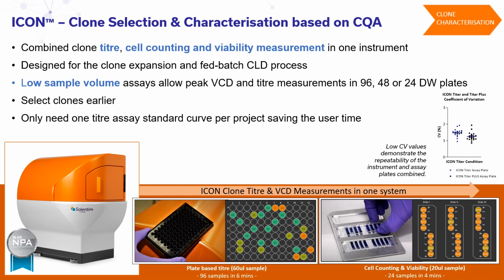This all enables the user to select clones earlier, and there's only need for 1 titer assay standard curve per project, saving the user time. The plate-based titer assay only requires 60 microliters of sample, and a 96 well plate can be processed in 6 minutes. And the cell counting and viability assay only requires 20 microliters of sample, and again 24 samples are processed in 4 minutes, all of which saves the user vital time.